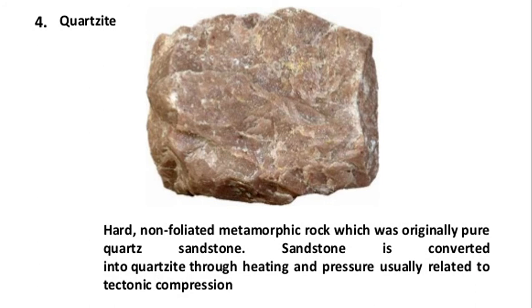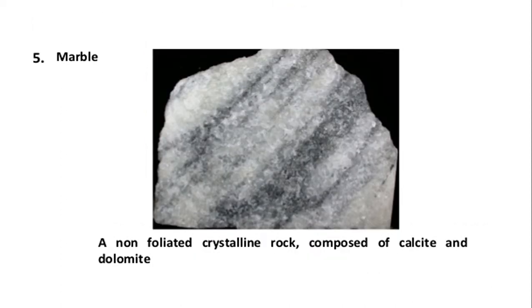It is a hard, non-foliated metamorphic rock which was originally pure quartz sandstone. Sandstone is converted into quartzite through heating and pressure usually related to tectonic compression. The fifth one is the marble. It is a non-foliated crystalline rock composed of calcite and dolomite.